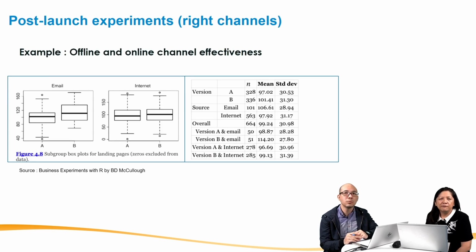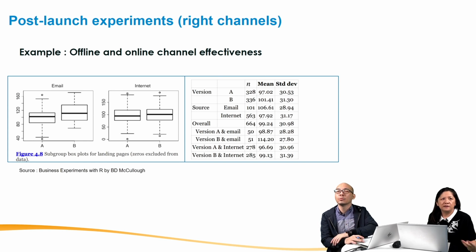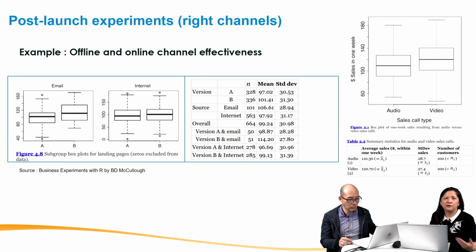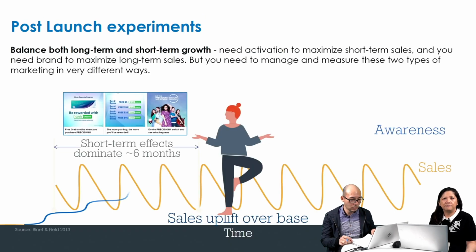Okay, so having looked at the right customers and the right messages, we move on to the right channels. We can also use experiments to test whether, in the online space, messaging coming from emails or internet search is more effective in driving click-through, or we can test whether sales calls using audio, that means telesales, or using video sales is more effective in driving sales conversion.